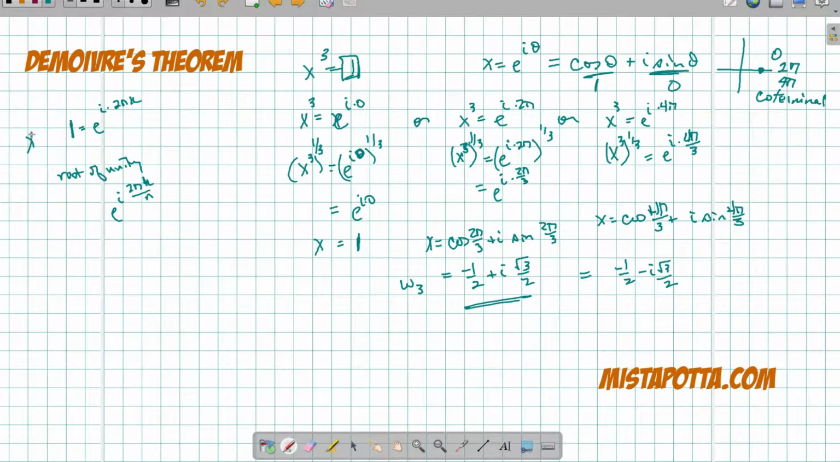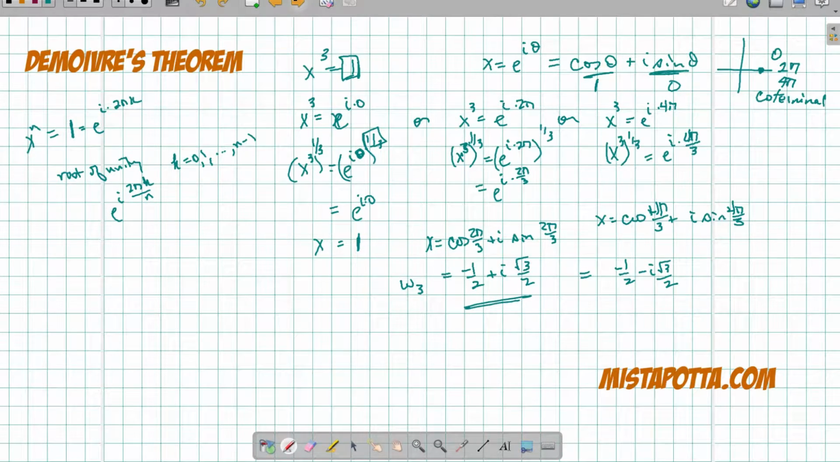In other words, if I want to solve x to the n equals 1, n is going to be what I'm dividing by, because I'm basically multiplying the exponent by a reciprocal, a 1/3. And I need to do that for all values of k from 0, 1, all the way up to n minus 1. And that's going to give me my n roots of unity.